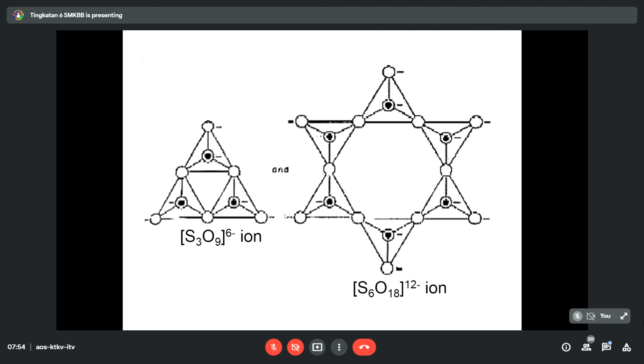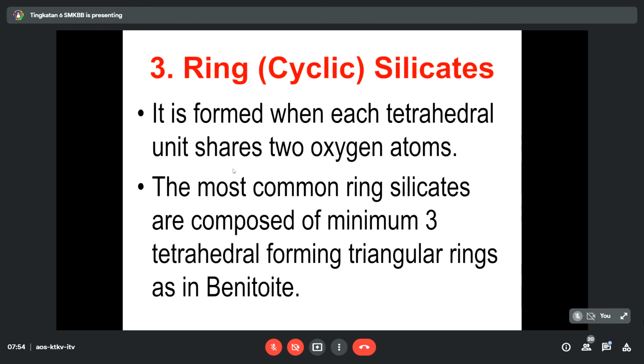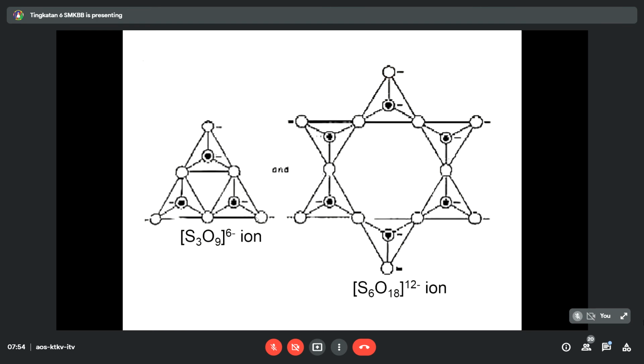This one is the simplest form. See that? 3 units joined together. So they share oxygen. How many oxygens are shared here? 2 oxygens. But this one actually they share 3 oxygens already. That means the simplest, they will share 2, because they need to form a ring. So 1, 2. So this is the formula. The simplest is this one, Si3O9.